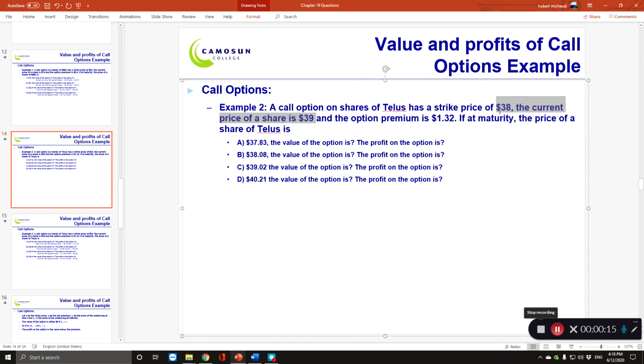By the way, if you didn't notice, this is completely irrelevant. That's the initial price of the share right at first when we buy the options. It has no impact at all on any of the answer. The only thing that matters is what the option's value is and the price of the shares at maturity.